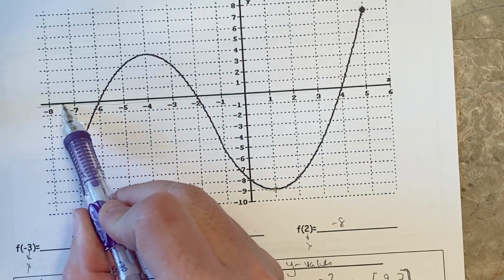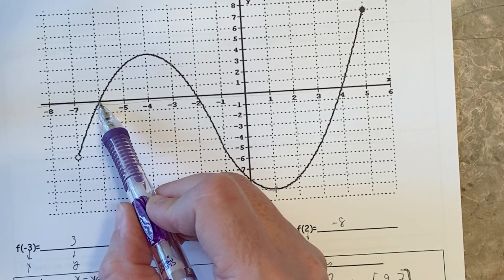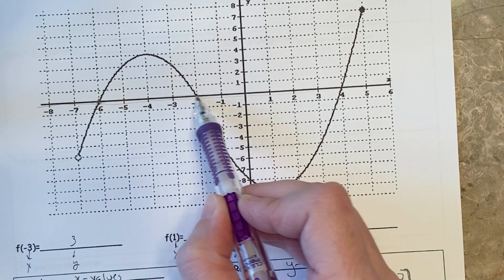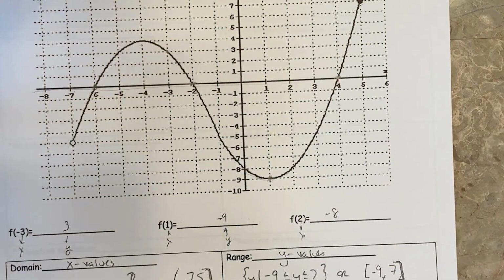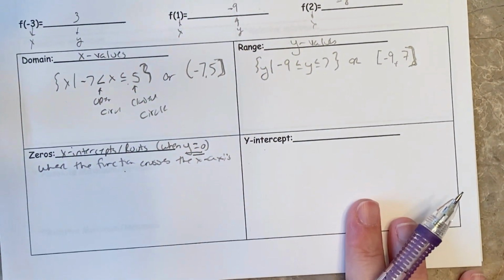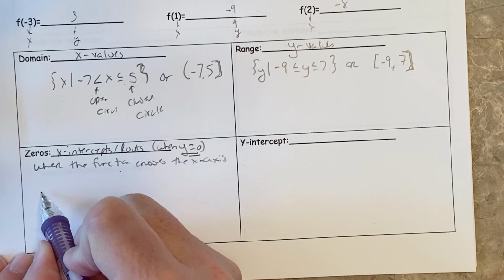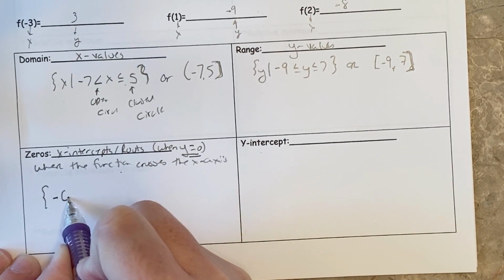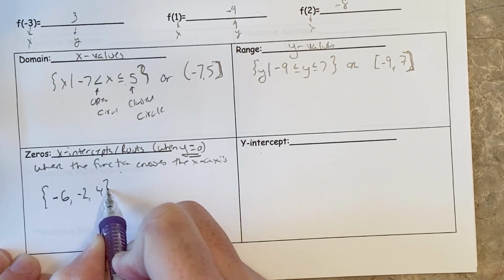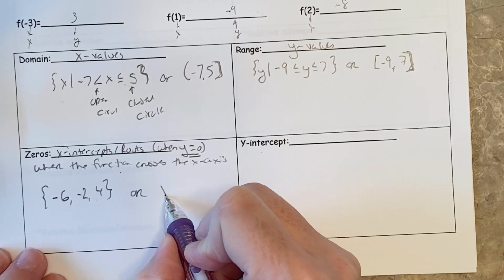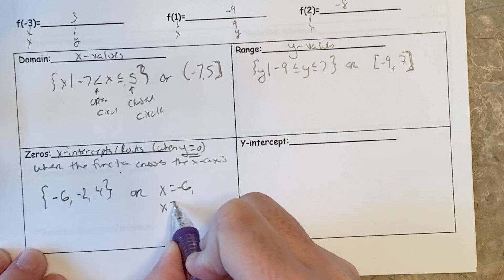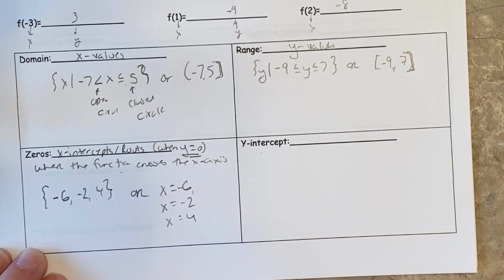So anywhere along here you see something intersect the x-axis. You have -6, -2, and 4. Okay, -6, -2, and 4. So I'm going to write that a couple different ways. So that's in like roster form, basically. And then I'll write our list.